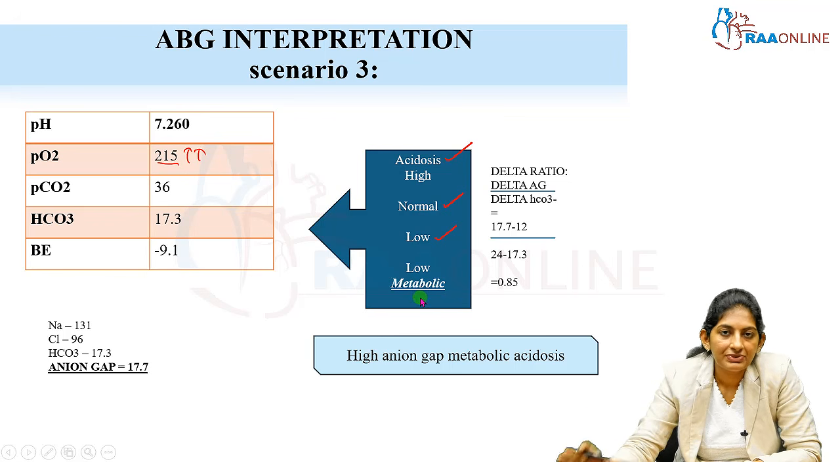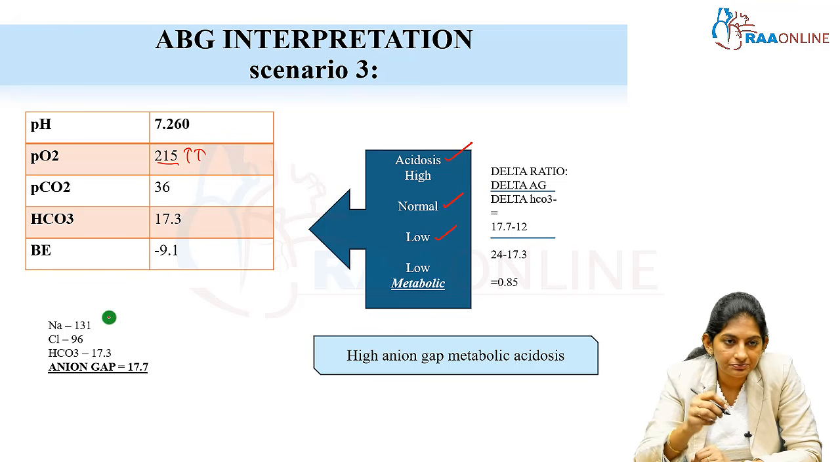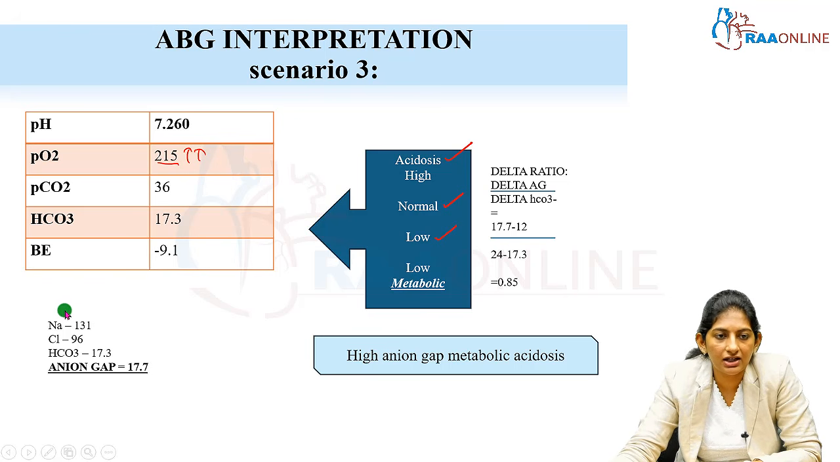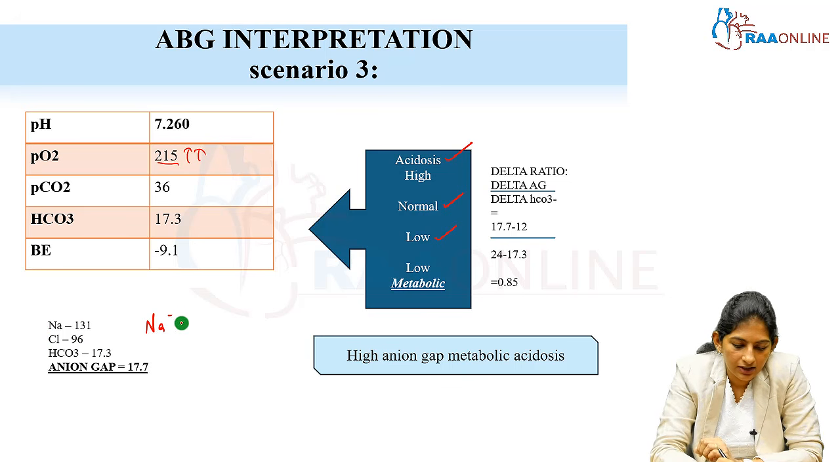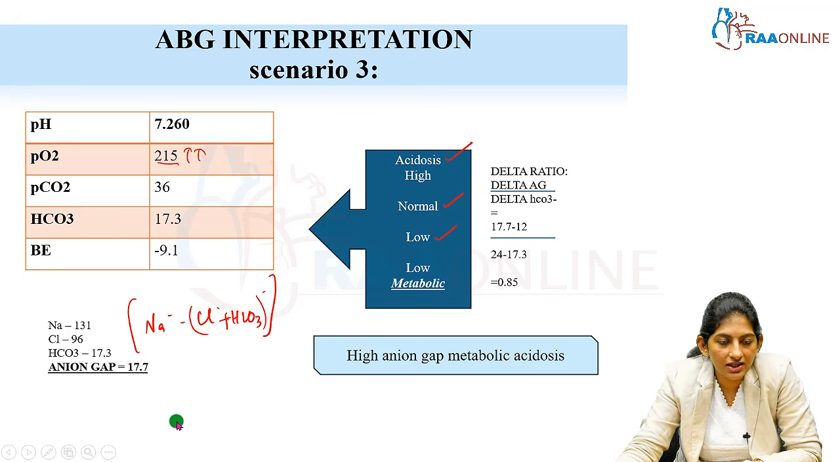Now I want to know, is it a high anion gap metabolic acidosis or is it a normal anion gap metabolic acidosis? For that I should calculate the anion gap. So anion gap I will calculate because I have the data on sodium, chloride and bicarbonate. So sodium was 131, chloride was 96 and bicarbonate was 17.3. So sodium minus chloride minus bicarbonate. So you have calculated the anion gap. Anion gap is 17.7. So anion gap more than 15 will be a high anion gap metabolic acidosis.